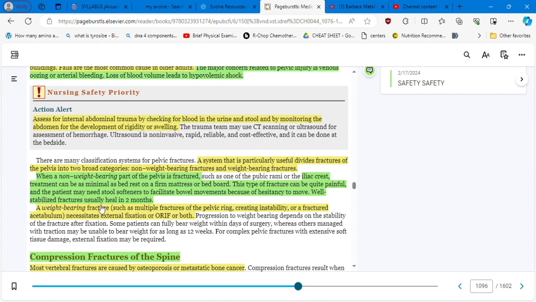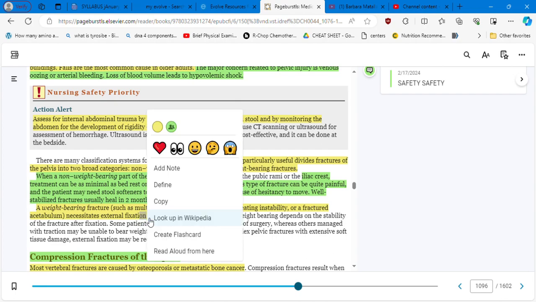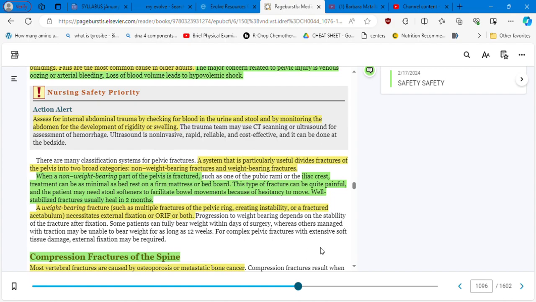Well-stabilized fractures usually heal in 2 months. A weight-bearing fracture, such as multiple fractures of the pelvic ring creating instability, or a fractured acetabulum, necessitates external fixation or open reduction, internal fixation, or maybe both.